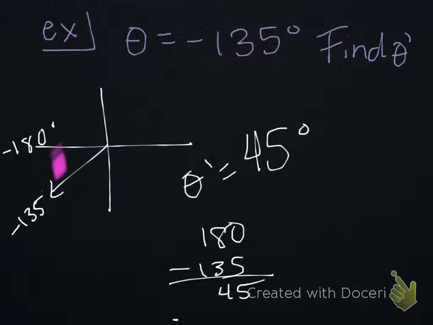So pretty straightforward. Next thing we're going to do is finding reference angles when they're larger. So instead of writing it out, I think I'm just going to show you a few examples, and I think we'll be able to blend right into that. So for this one, our theta is 580 degrees.